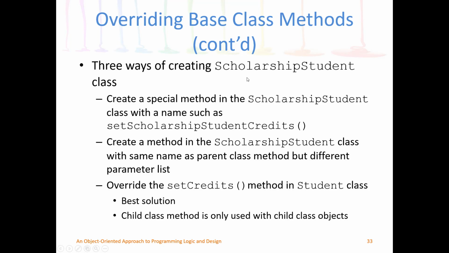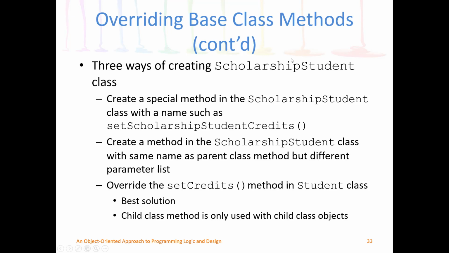Now, there are 3 ways of creating scholarship students. I can create a special method in the scholarship student class with a name such as set scholarship student credits. However, then when I use the program, I'm going to have to remember, do I want to set scholarship student credits or do I want to set scholarship students? Or do I want to just set student credits?